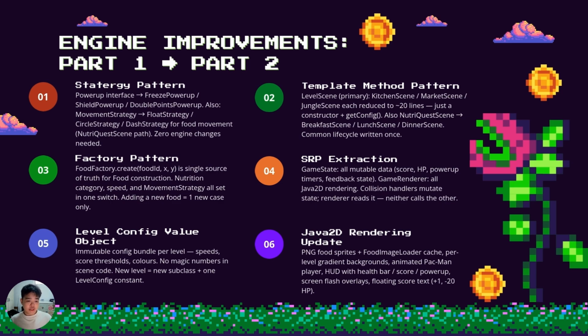Lastly is Java 2D visuals. We moved from basic shapes to real PNG images. We added a cache to make loading fast, along with health bars, animated characters, and floating text for points. These steps make the game faster to build and much easier to fix.